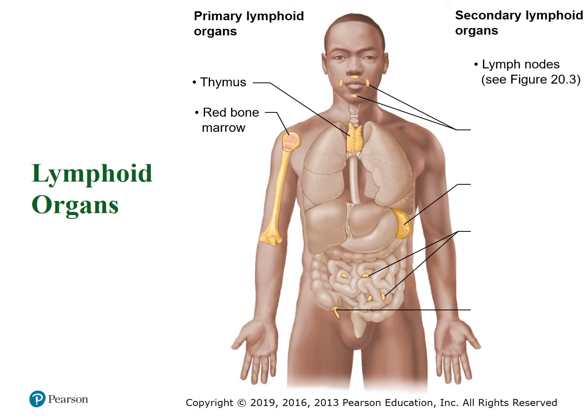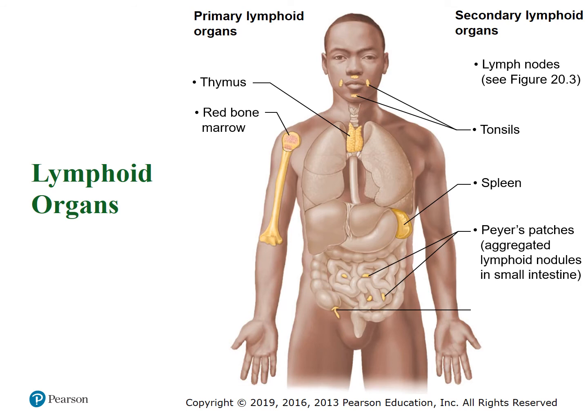Okay, lymph nodes, we're going to take another look at those. You can see those on figure 20.3. They're in a lot of different bundles, and we'll see that a little bit later. You see the location of the tonsils. Here's the spleen. Here are the Peyer's patches, and as I said, they're associated with the intestines. And you're going to find some lymphatic tissue in the appendix.